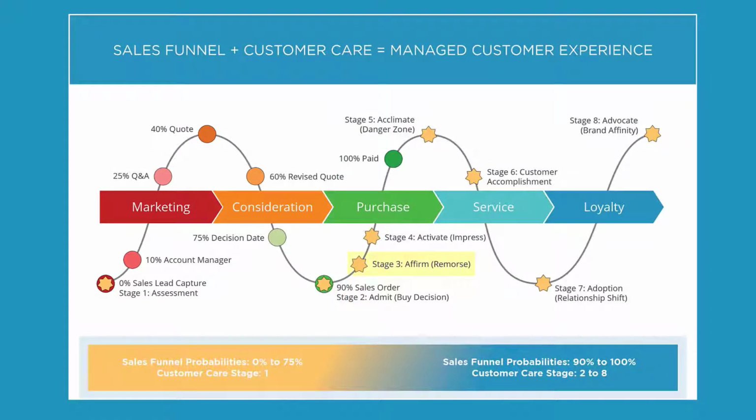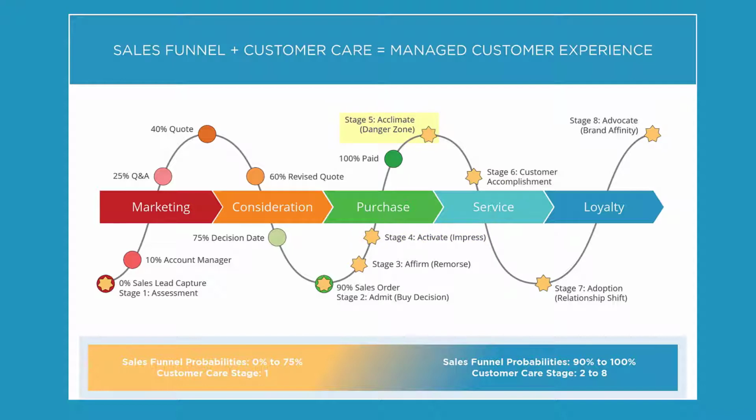Stage 3 is Affirm. The customer experiences a temporary state of buyer's remorse, and it's natural to question the buy decision. If these temporary feelings go unaddressed, they can turn into permanent feelings. Stage 4 is Activate. Stage 4 occurs when the customer first starts the service, receives the product, or has the project kickoff meeting. Stage 5 is Acclimate. This is the danger zone.